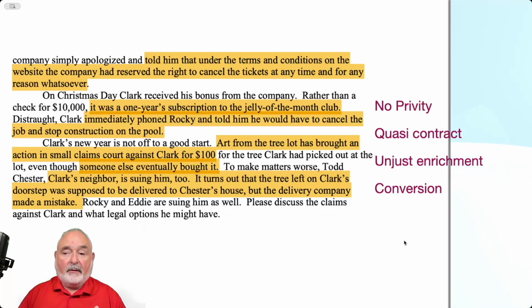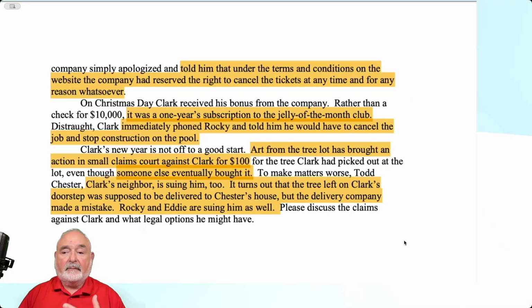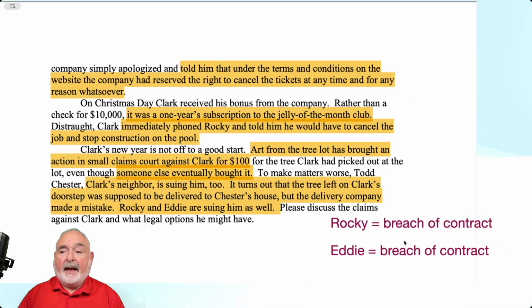So that's how you go about analyzing it, and you pay attention to what the call of the question is. And again, Rocky has a breach of contract claim. That's the first thing you discuss. Then Eddie has a potential breach of contract claim. That's the next thing you discuss. You can discuss Todd's claim against Clark. That's the third thing you should discuss. I'm talking about structuring your answer here.